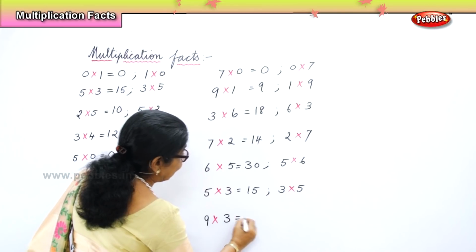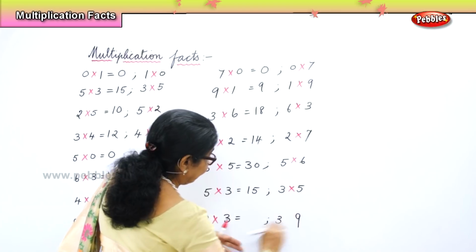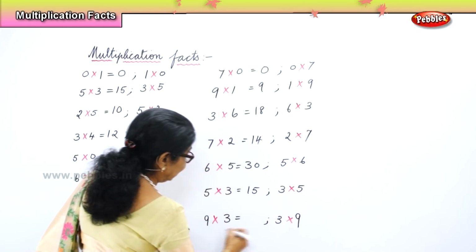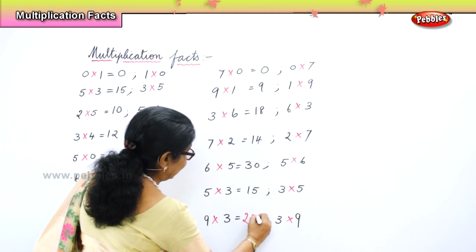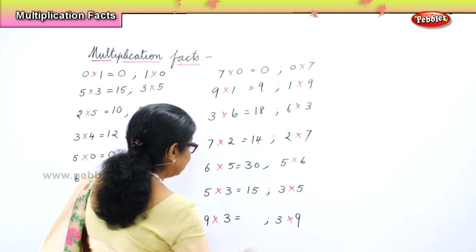Now, 9 into 3 is the same as 3 into 9. 9 threes are 27.